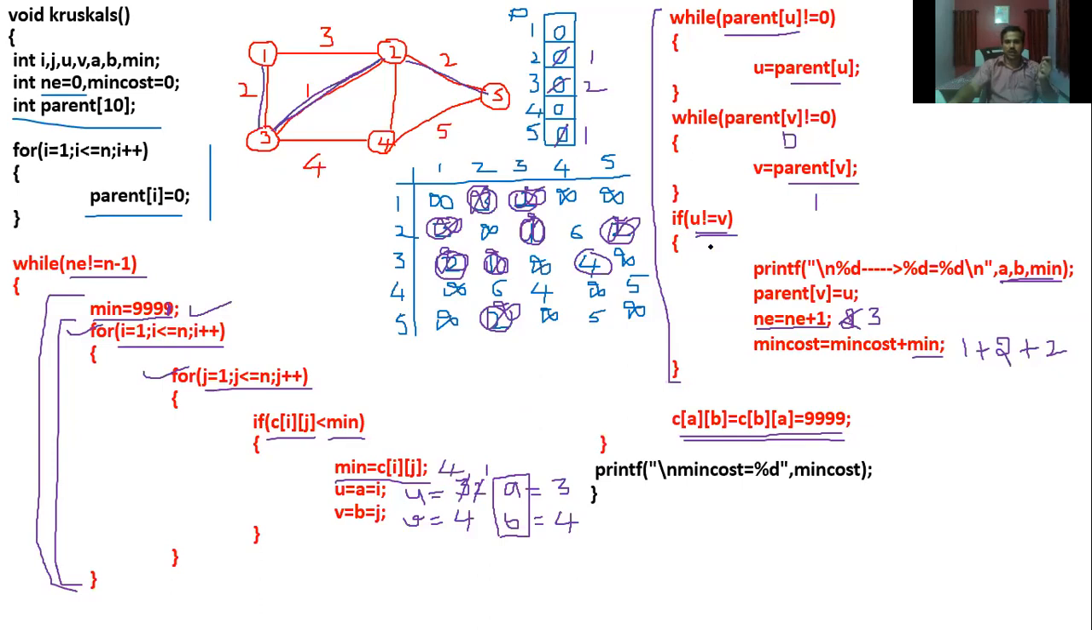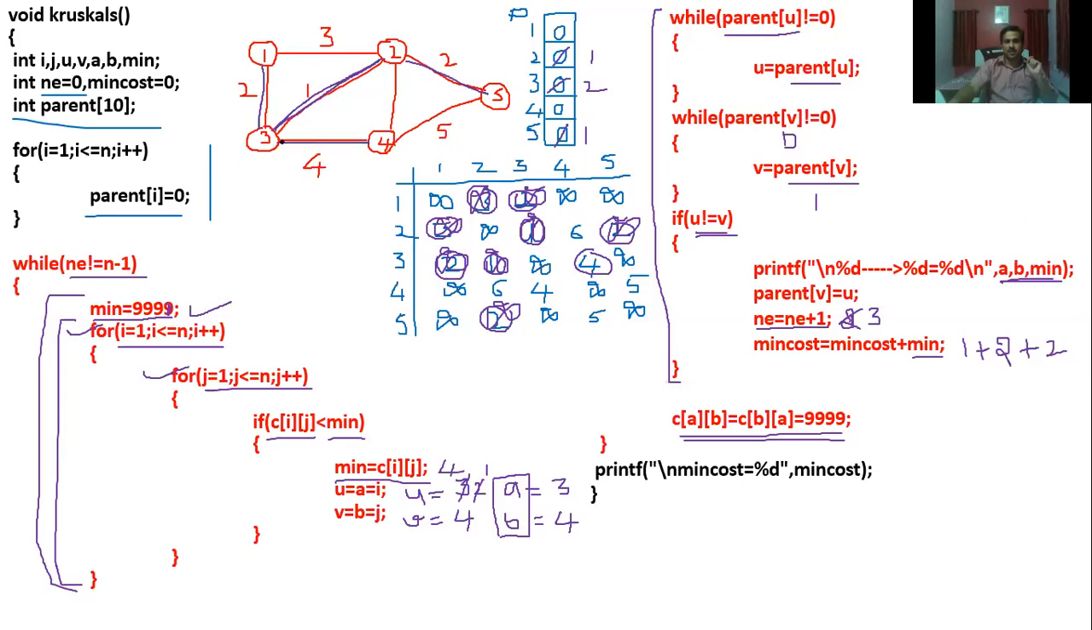U is 1, v is 4, not equal. Consider the edge AB. AB in the sense is 3, 4. Because these values will keep on changing, that's why I'm keeping a replica of this. So this U and A are the same, V and B are the same over here. Okay, consider the edge AB. AB is nothing but 3 to 4.